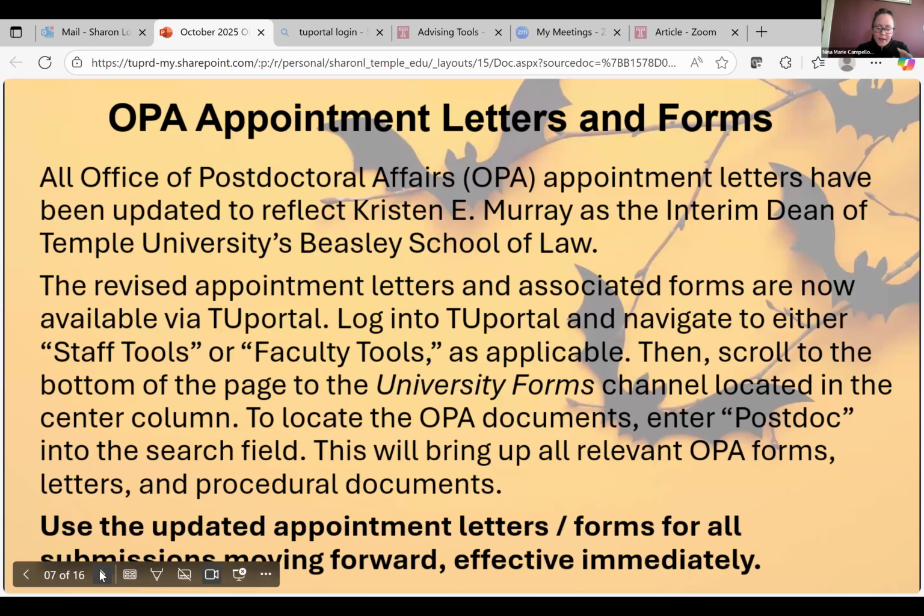Next, I just wanted to remind everybody that all of the Office of Postdoctoral Fellow Affairs appointments and letters are available via TU portal. So be aware that when you're starting a new appointment or a reappointment, you're pulling these forms, appointment letters, and requisitions directly from your TU portal under staff or faculty tools as appropriate. Then you'll scroll down to the university forms section channel and just type in postdoc, and all of my forms, appointment letters, and relevant information will pop up. Any questions about that?